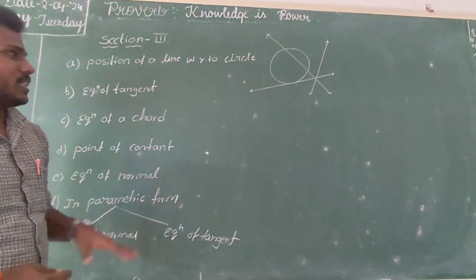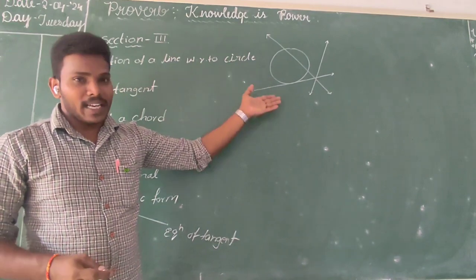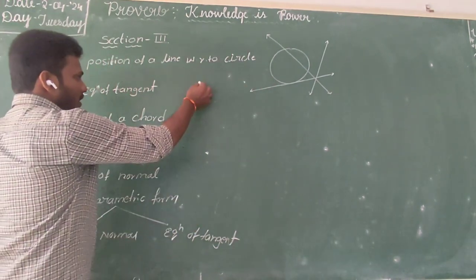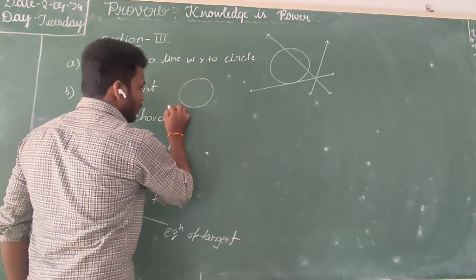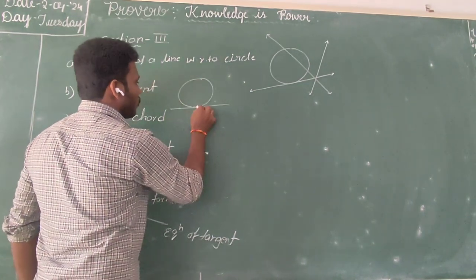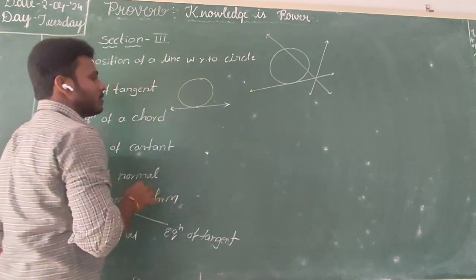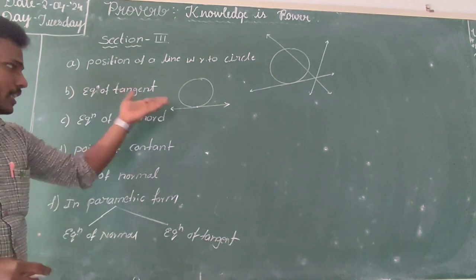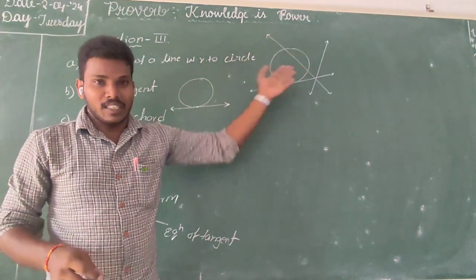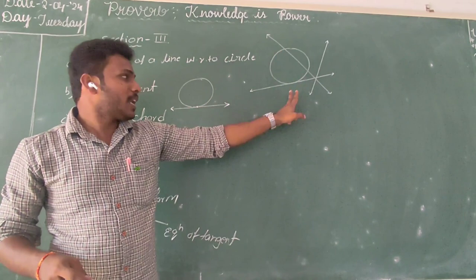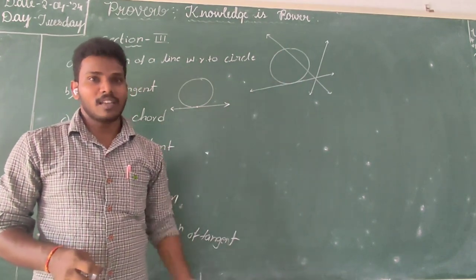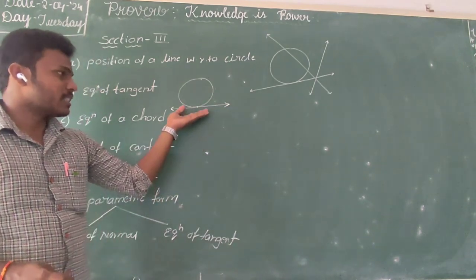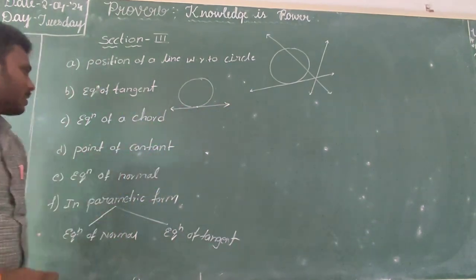Next, equation of tangent. Suppose the given line touches the circle. So that's why it becomes the tangent to the circle. So we need to find the equation of this tangent. So we have 2 ways. Equation of tangent. To find the equation of tangent, out of these 3 conditions, one condition is the line making a tangent to the circle. So when it's possible, we need to find the equation. That is nothing but the equation of tangent, the one thing.